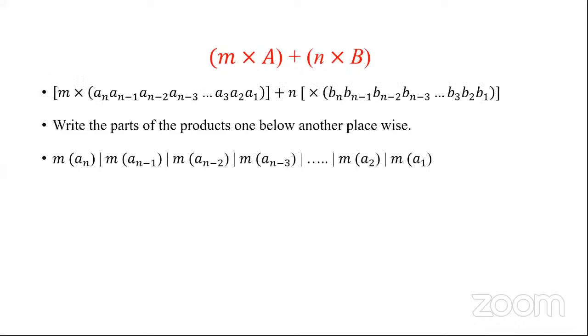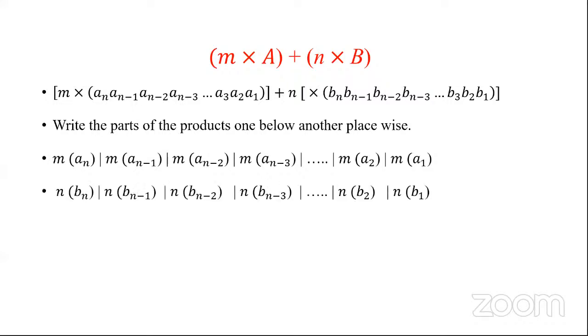Like this, parts of a, m into an, m into a(n minus 1) up to m into a1. Assuming that b is also an n-digit number, we write the parts of n multiplied by b like this: n into bn, n into b(n minus 1), n into b(n minus 2), place-wise. Because there are n parts, we can do that. If the parts did not match, then we will write accordingly place-wise. We will see the examples that way. But here at least we are assuming that a and b have n digits.